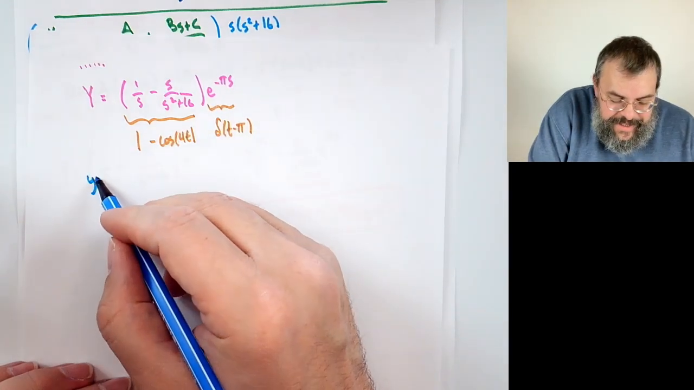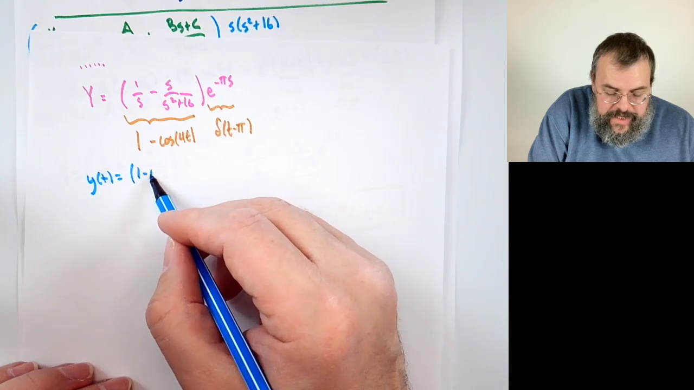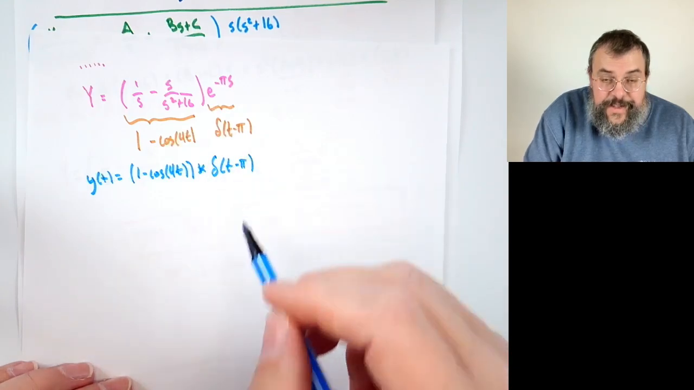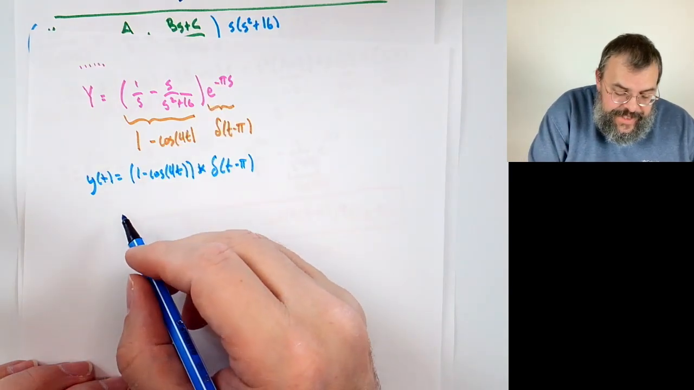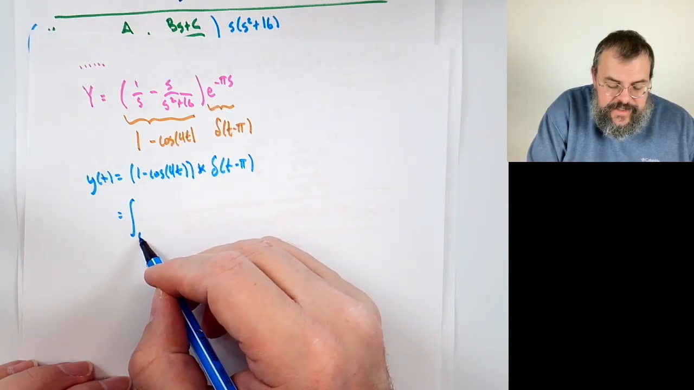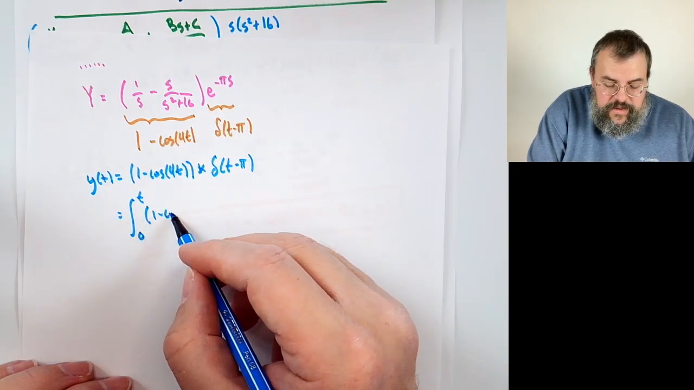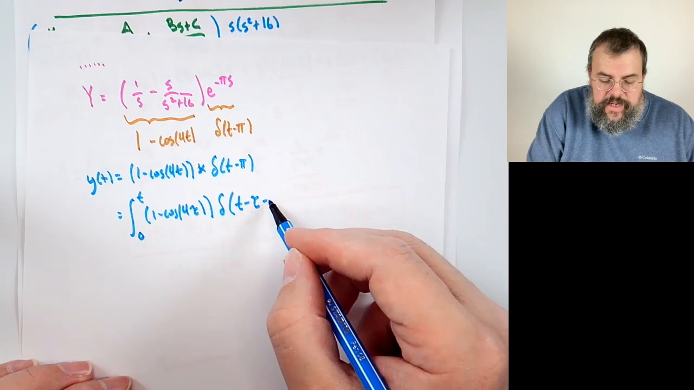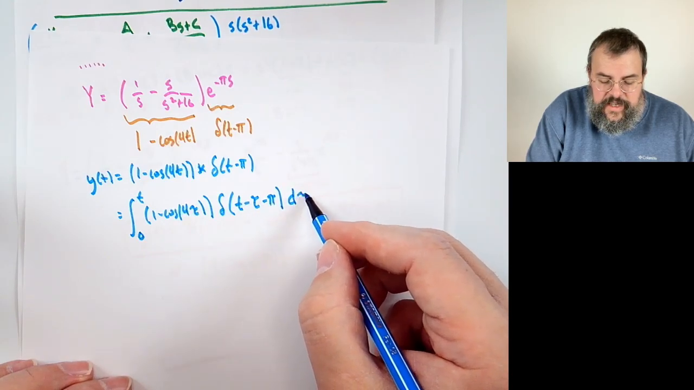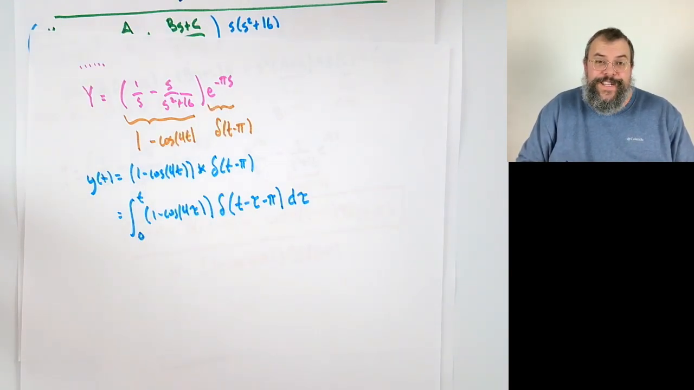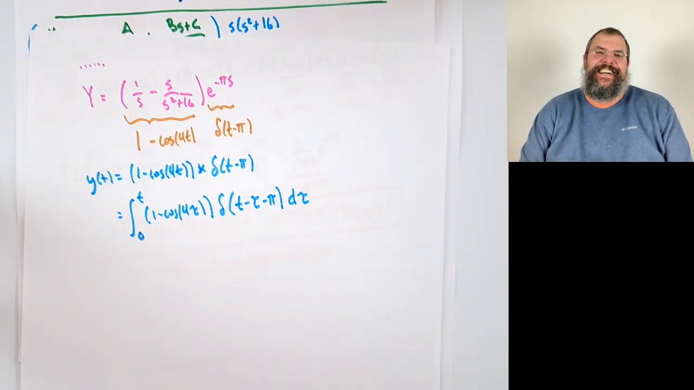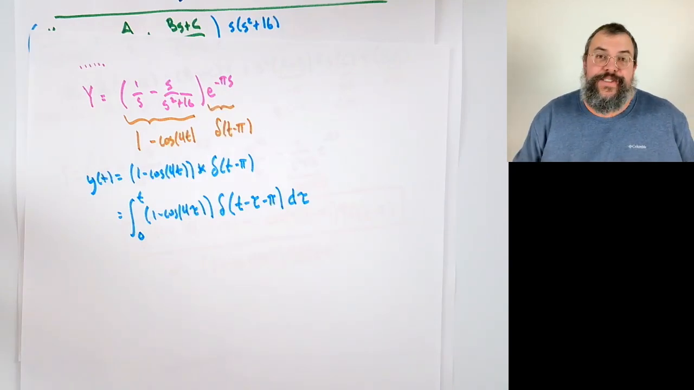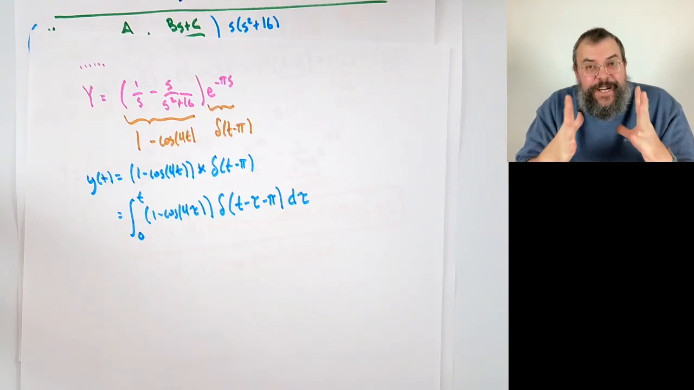So we go and get another convolution answer. We get that y of t is 1 minus cosine 4t convoluted with delta t minus pi, which is what? Well, that's the integral from 0 up to t of 1 minus cosine 4 tau, times delta t minus tau minus pi, d tau. And what is this? Now, the nice thing is, it's amazingly easy to answer the question, because the delta says, focus all of your energy on one moment.